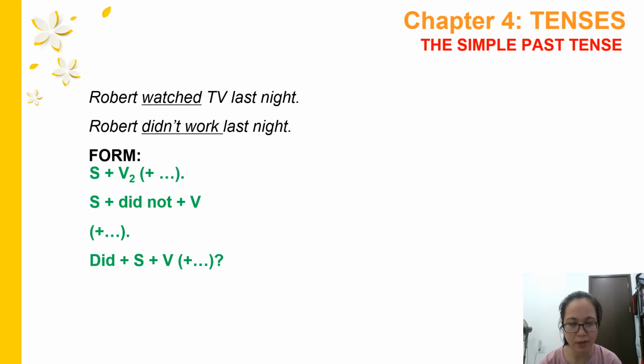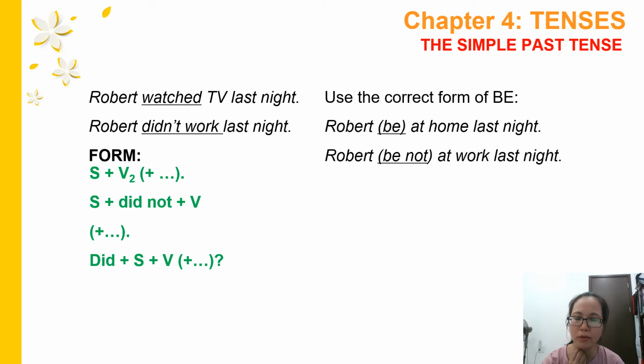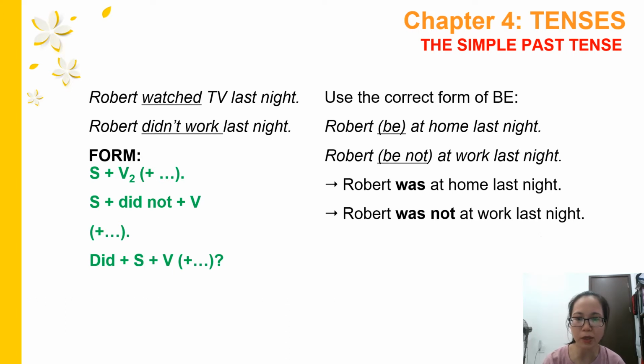That's right. So let's finish with the next example with the form of be. Robert be at home last night. So how would you say in this situation? And another one, Robert be not at work last night. So how would you say? That's right, thank you. Robert was at home last night. Or we can say another one, Robert was not at work last night. That would be great.